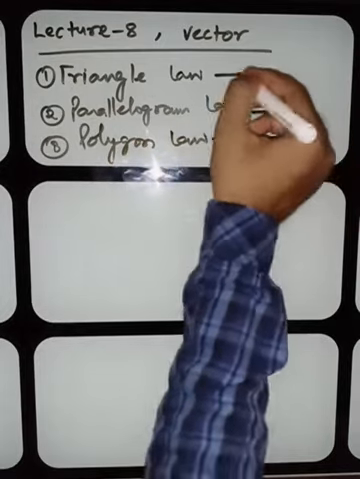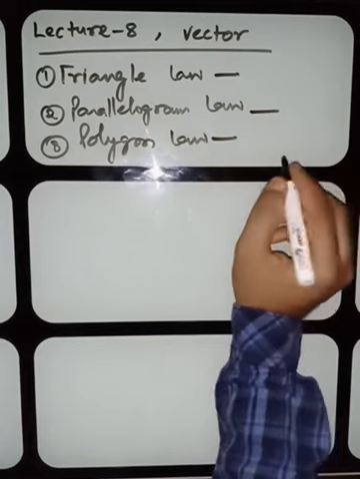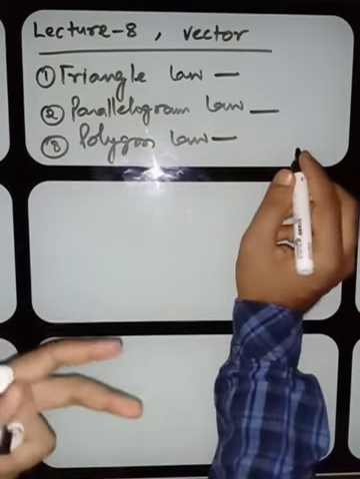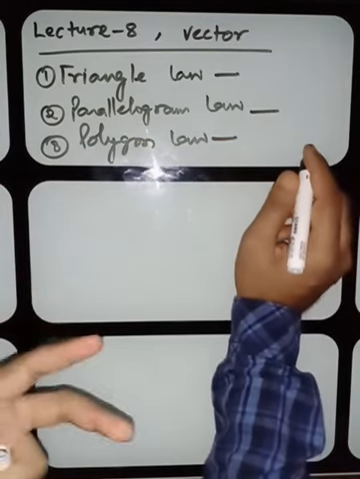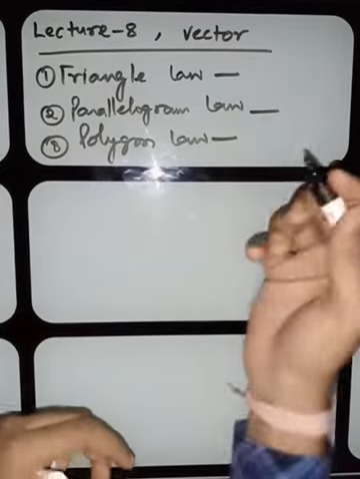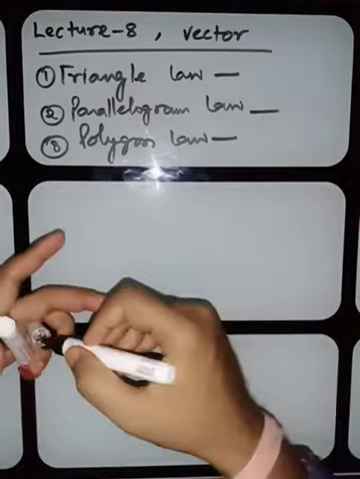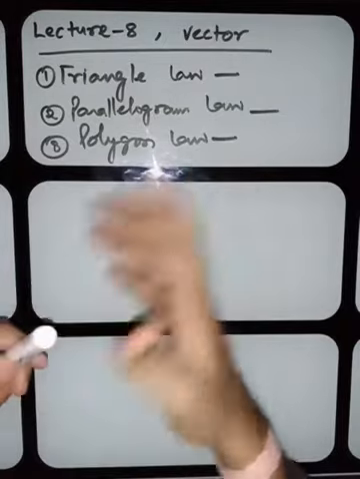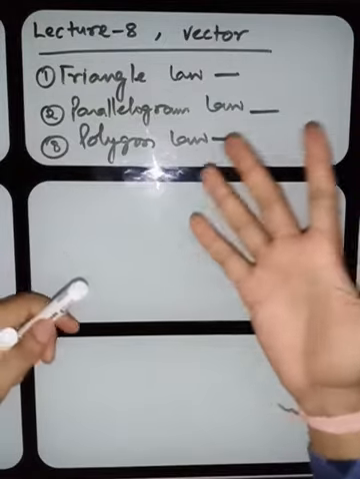Those students who have not understood very well about this triangle law, today they will try to understand. They must pay attention over here. We are going to start with the triangle law of vector addition.